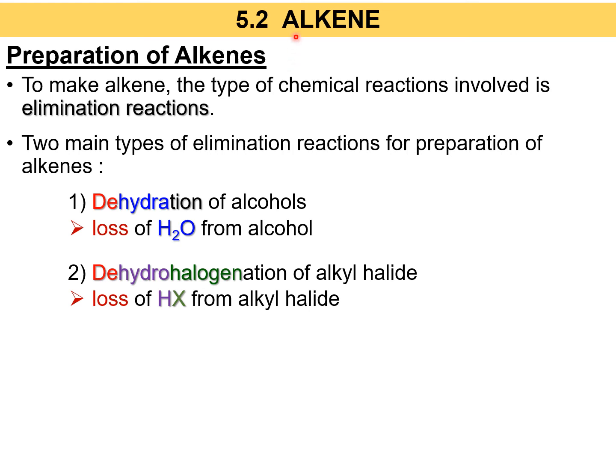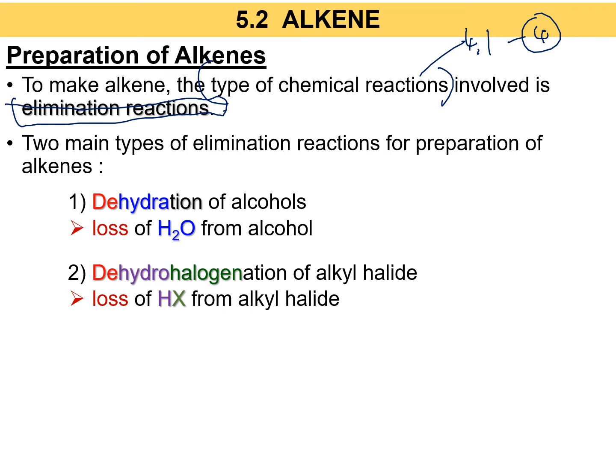Alright, so macam mana nak buat alkene? So that's why you need to learn about the preparation of alkenes. Okay, you boleh buat alkenes melalui type of chemical reactions, elimination reactions. Ingat lagi tak? We have learned about the type of chemical reactions ni dekat 4.1 di mana ada 4 of them, and one of it ialah elimination reaction.